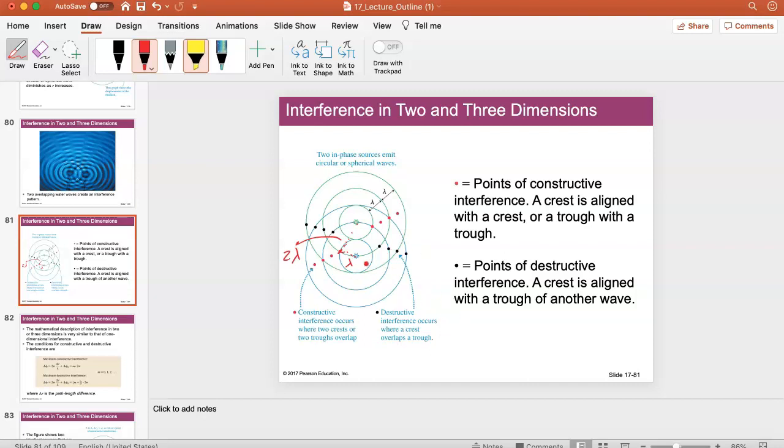So for that one particular point, delta r, the difference between distances, is 2 lambda minus lambda, and that's lambda. And therefore the phase difference, which is 2 pi over lambda times delta r, is 2 pi. So there is no phase difference.